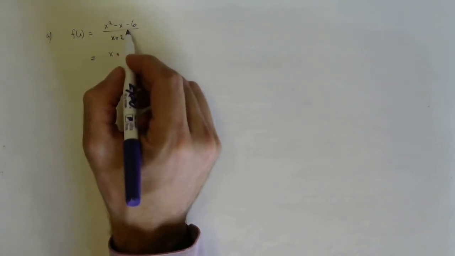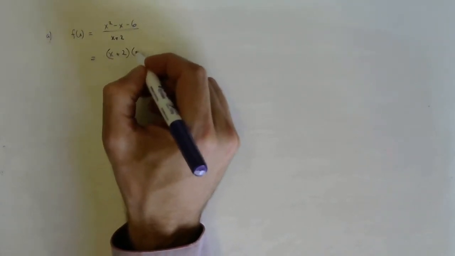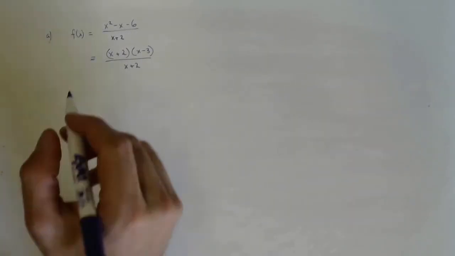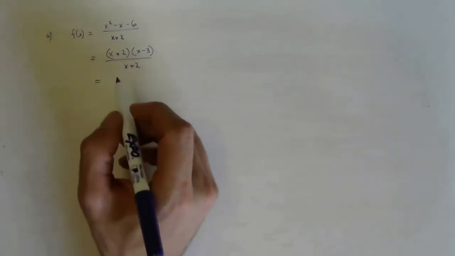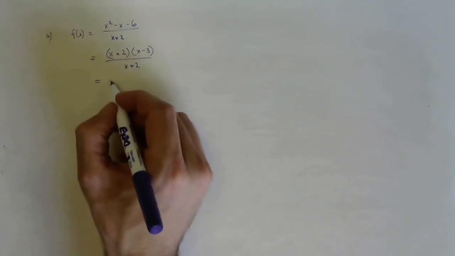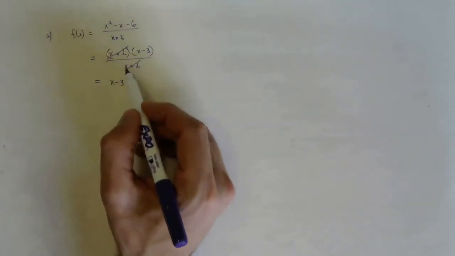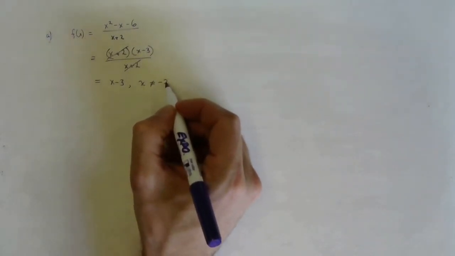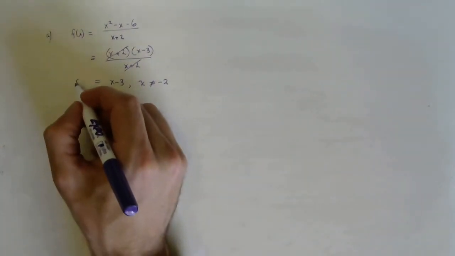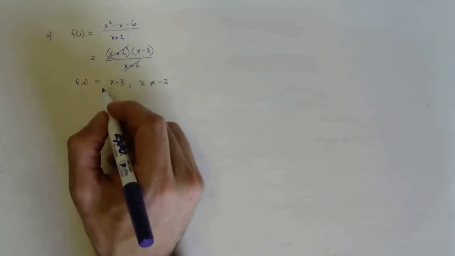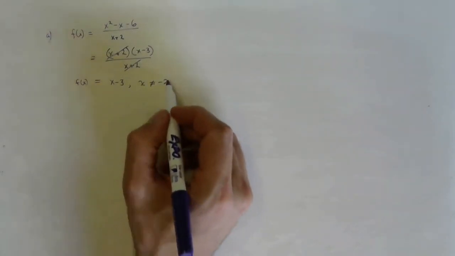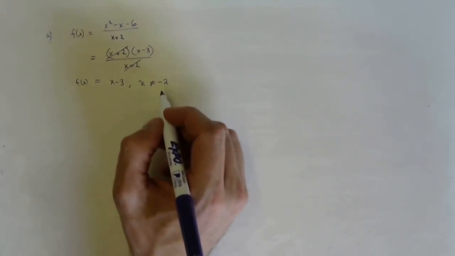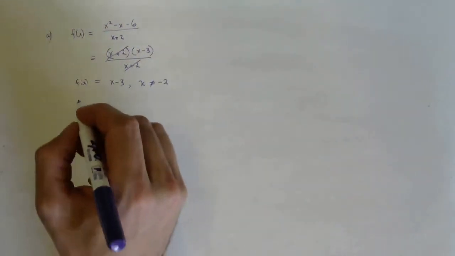So that leaves us with x plus 2 times x minus 3 over x plus 2. So now you can see that the whole function actually reduces into a linear function, x minus 3, because the x plus 2 and the x plus 2 cancel out. We know our restriction, though, is x cannot equal negative 2. Okay, so f of x reduces to a linear relationship, but x is not allowed to equal negative 2. So this creates a discontinuity at x equals negative 2.